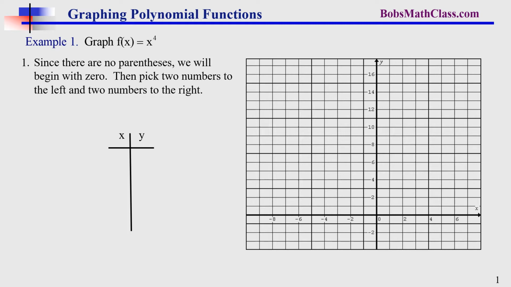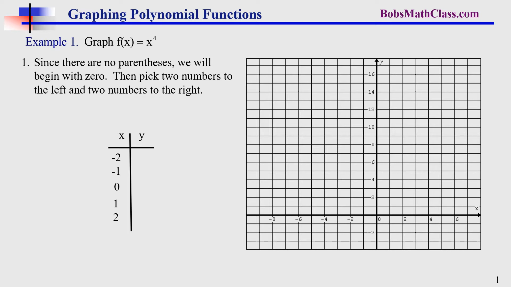We start with 0 and then two numbers to the left and two numbers to the right, unless there are parentheses. So underneath the x, we'll put 0 in the middle, and then to the left of 0 would be -1 and -2, and to the right of 0, 1 and 2. Then plug those into the function to work out the y values.